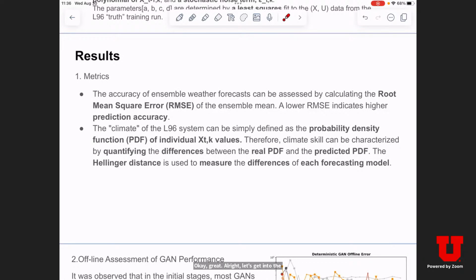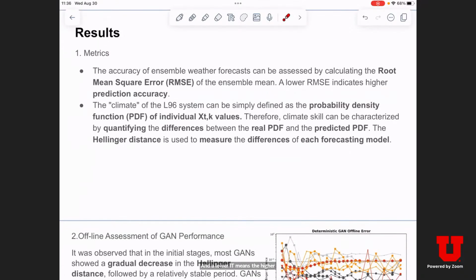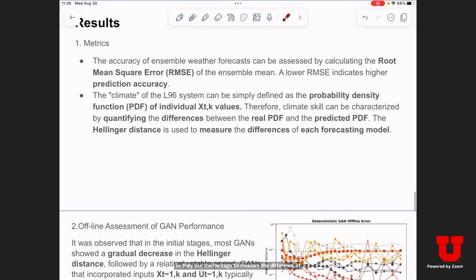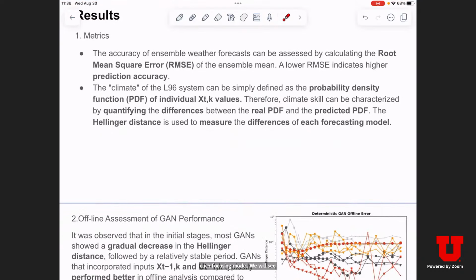So there are two metrics. The first one assesses the accuracy of the weather forecasting by calculating the root mean square error, and a lower RMSE means higher prediction accuracy. The Lorenz 96 system can simply be defined as the PDF of the individual X_k value. So they use the Hellinger distance to measure the difference of each forecasting model. We will see some details later.